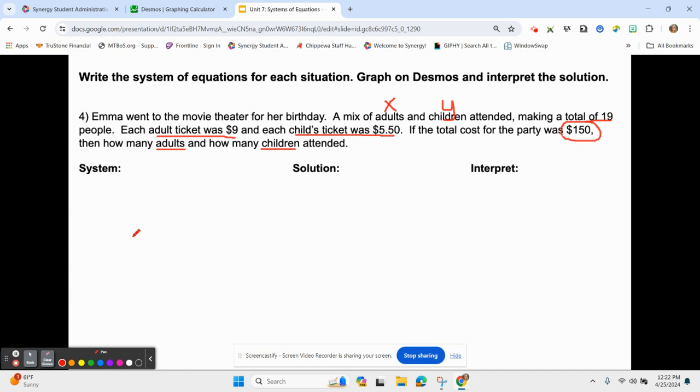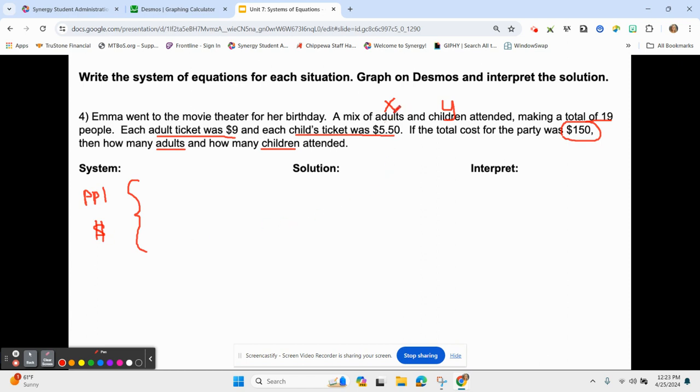And so for this system, we need 2 equations. So let's start by making our fancy bracket. Okay, and I know that I need 2 equations here because I'm dealing with 2 situations. I'm dealing with the situation of the number of people. There's a total of 19 people, and the second situation is cost. And so we are going to put these 2 equations together to make a system. So let's start with people.